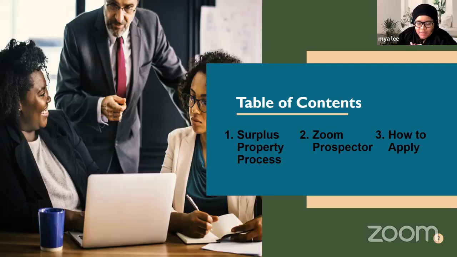For today's episode, we'll be discussing our process for surplus property. We'll also be discussing Zoom Prospector, which is a system for you to be able to view the different properties that we have available. And then the last thing we'll go over is how to apply, how to submit your application. For today's presentation, we'll be looking at 3 available properties on Zoom Prospector. Please just know that even though we're looking at those 3 properties today, you're able to submit an application for any of the properties, and I'll go through some of those properties and the different avenues of how you can access and see what's available.